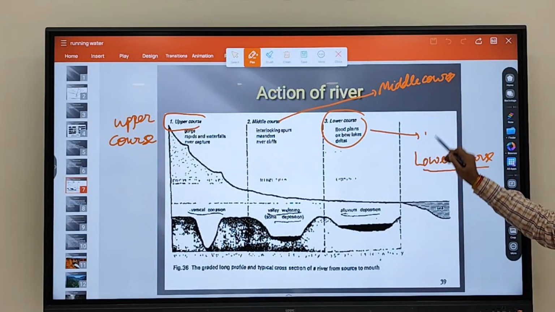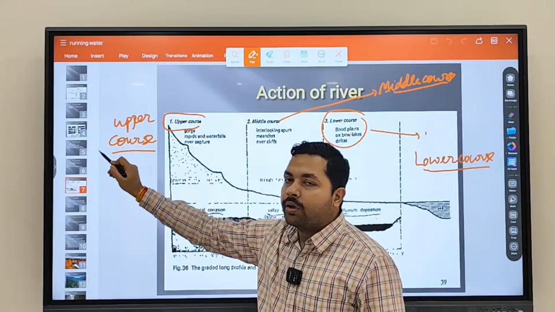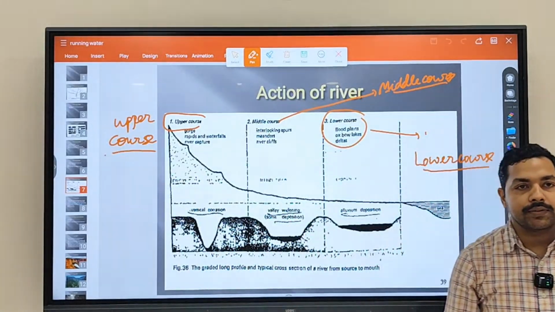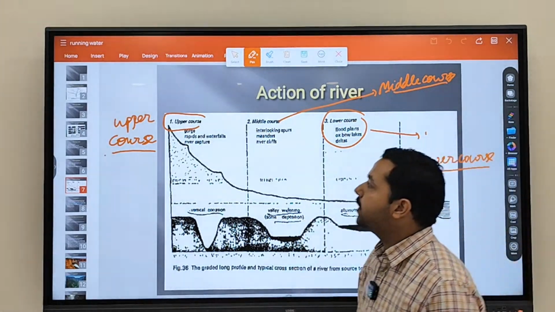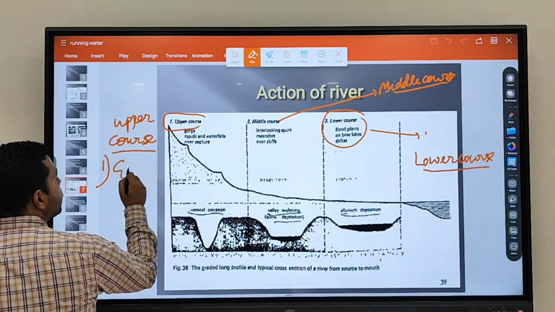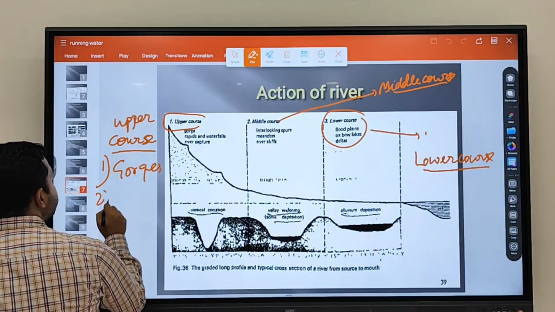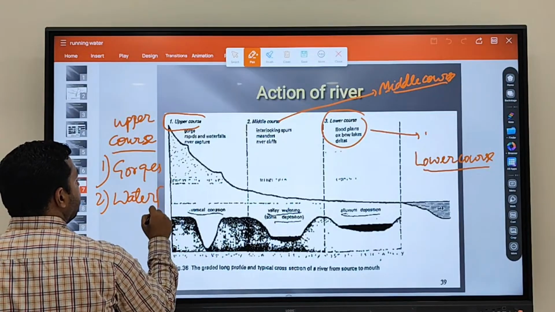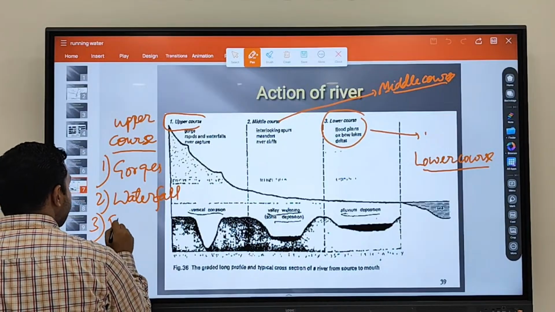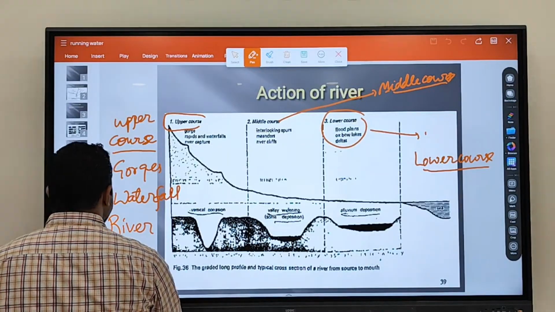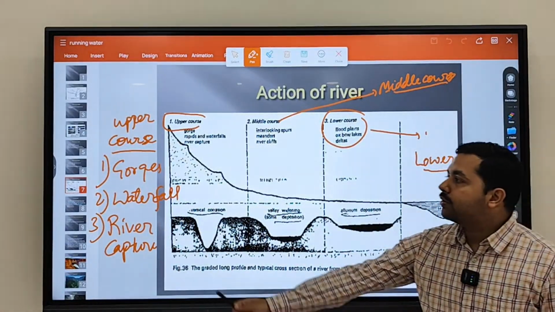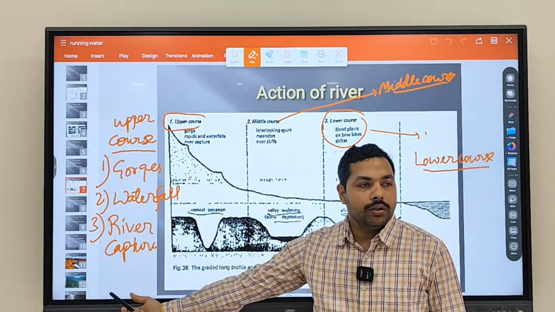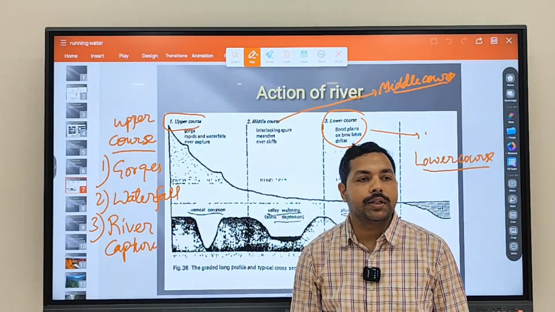So when the rivers are moving, they form different types of landforms. Last class we discussed that rivers are eroding and rivers are depositing. As a result, different landforms are formed. Clear? So in the upper course of the river, you're going to see the formation of gorges, waterfalls, and a river capture phenomenon. These are the things you will find in the upper course of the river.